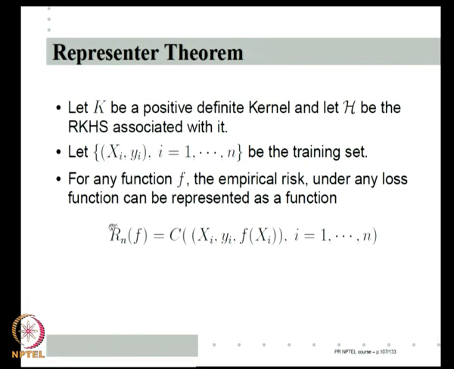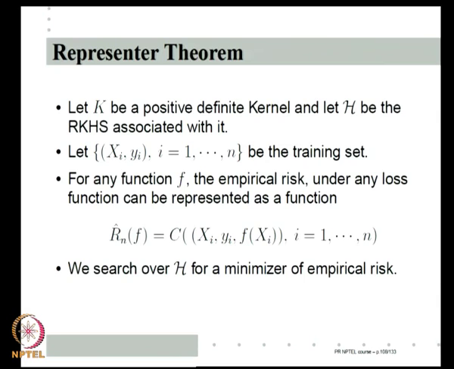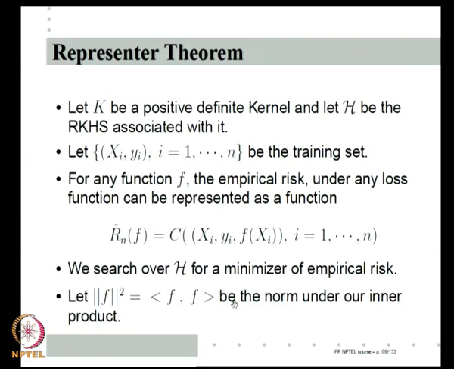So, let us write the empirical risk of any function f as some function c of xi, yi, f xi, i equal to 1 to n. Right? So, we do not have to worry about what our loss function is. Let us say we want to minimize such an empirical risk, but we want to do a regularized empirical risk minimization. That means we use a regularization term for which we use the norm in the H space, and let us say the inner product f comma f will be represented as norm f square like this. Okay.